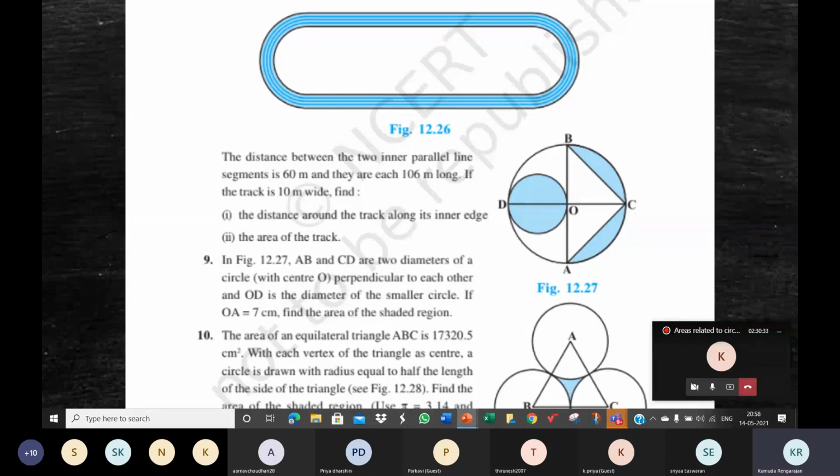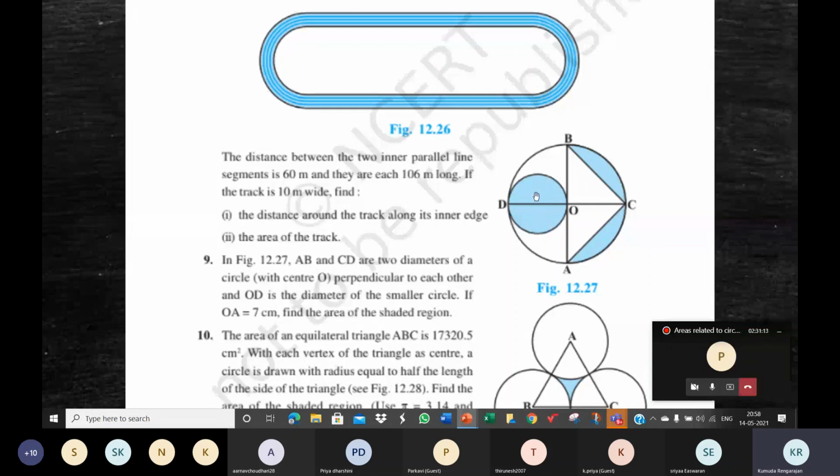Then how do we find the area of the triangle ABC? Half base into height. Half base 14, because AB is 14, the diameter, into height 7. AB is the base, OC is the height. So now this difference will give us the area of the shaded region here, plus the area of this circle.